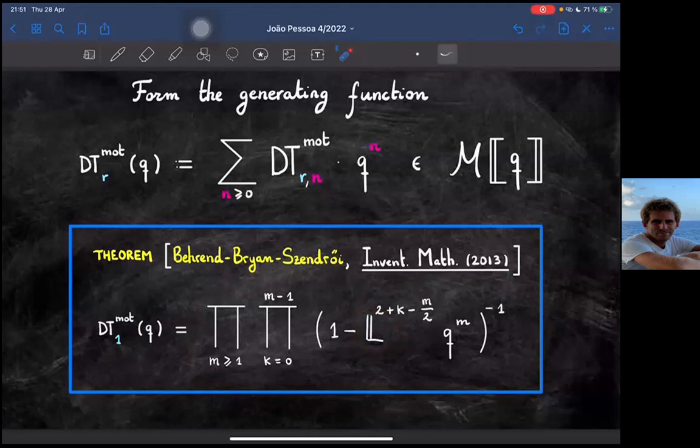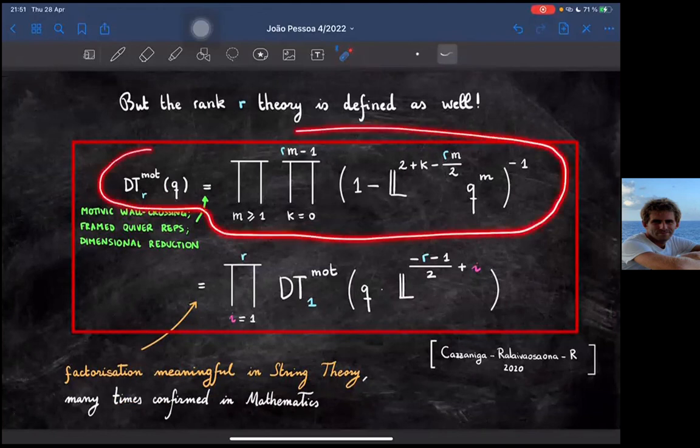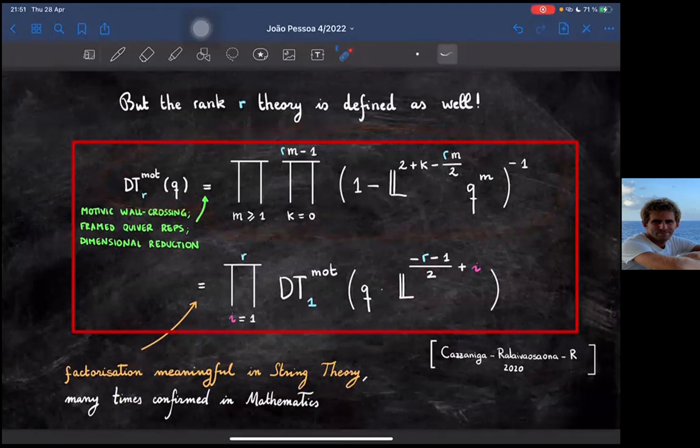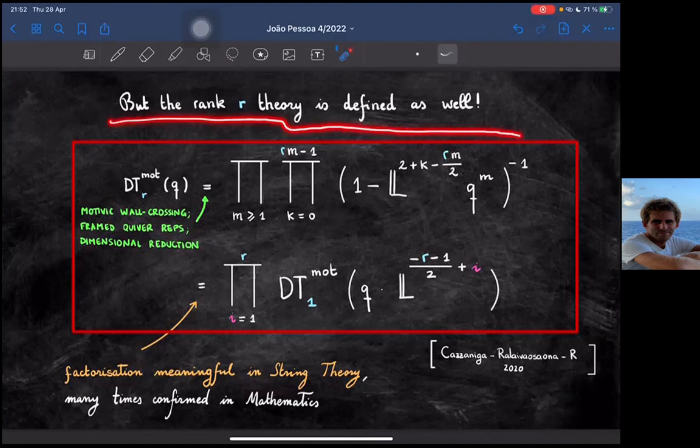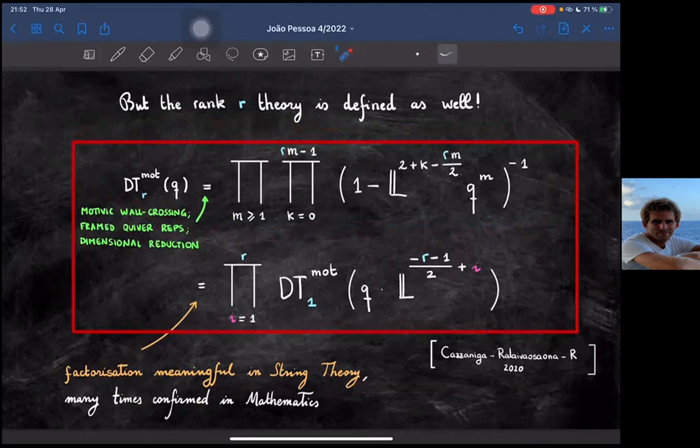So it's a full calculation. But we also have the generating function for higher rank, because at some point we extended the critical locus description, and so we have it for all ranks. And the answer is given by this formula. So it can be computed. We did it with collaborators via motivic wall crossing using Hilbert representations, dimensional reduction, and a bunch of other techniques. And so we have full control on the motivic DT invariants of higher rank as well.